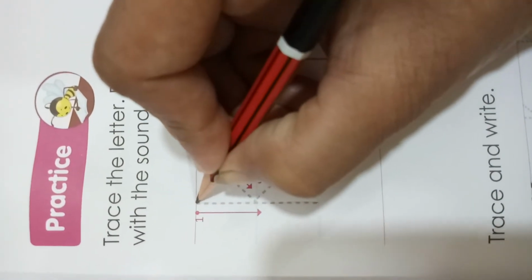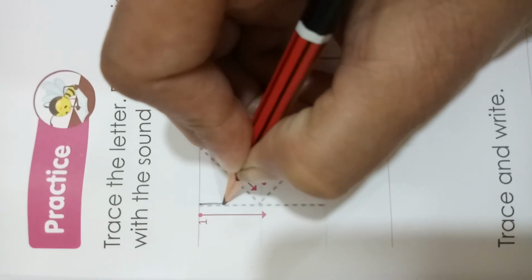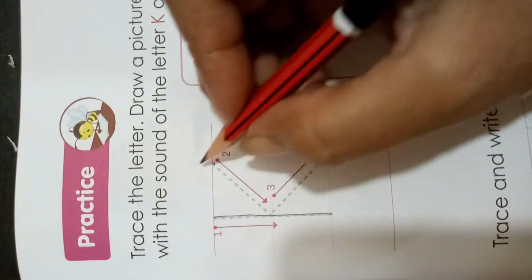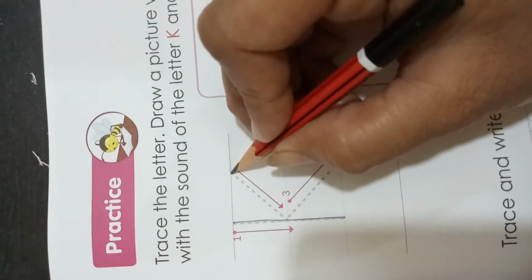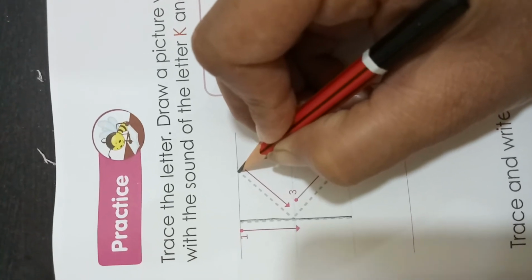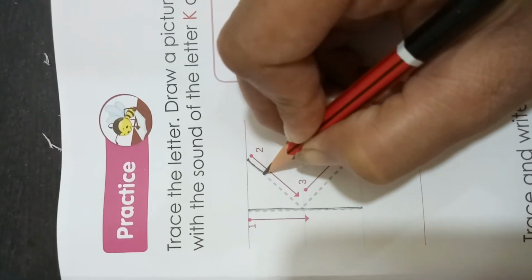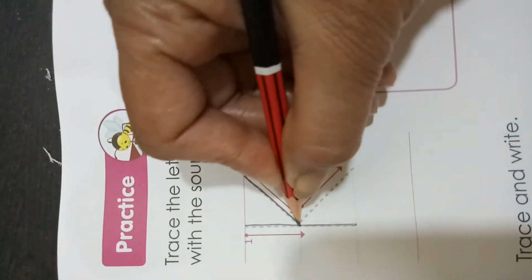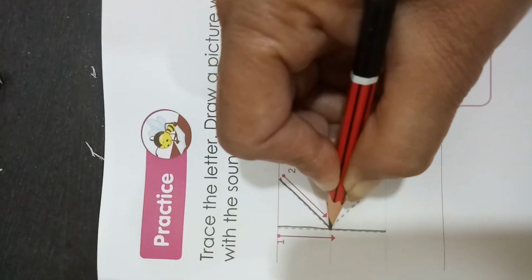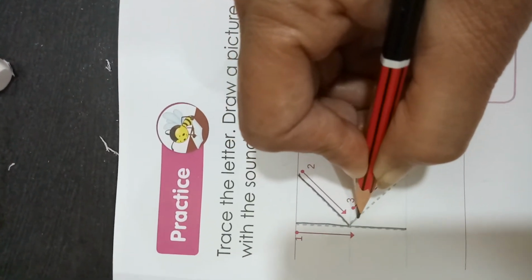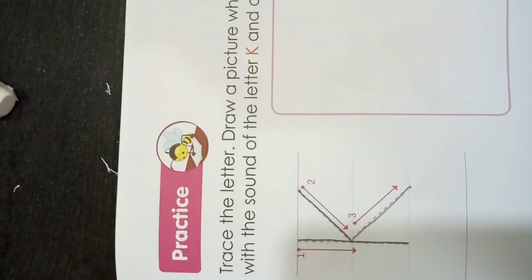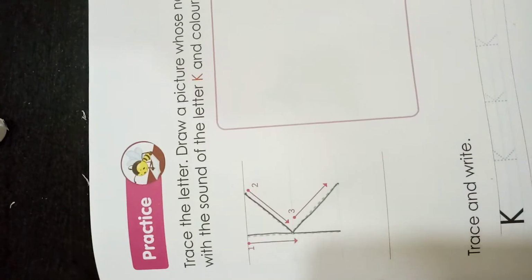Starting from the pink line, we need to make a standing line from the pink line to the blue line. A little far away from the pink line itself, we need to make a forward slant line and then touch this blue line over here, and then from here itself we are going to make one backward slant line and we will touch this blue line. This is capital K. So easy, na children?